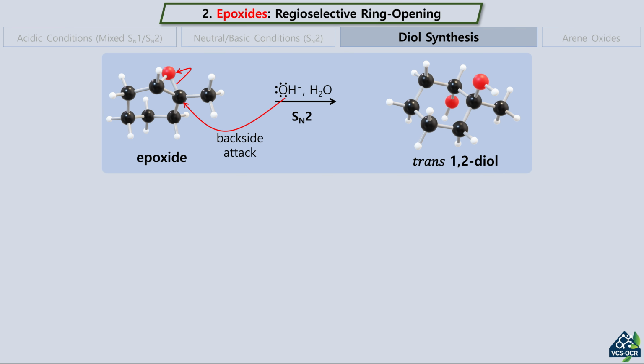The synthesis of 1,2-diols varies significantly depending on the desired stereochemistry. Nucleophilic ring opening of an epoxide, such as with a hydroxide ion, leads to a trans 1,2-diol. This process involves an SN2 backside attack on the ring, resulting in an anti-addition that yields the trans configuration.